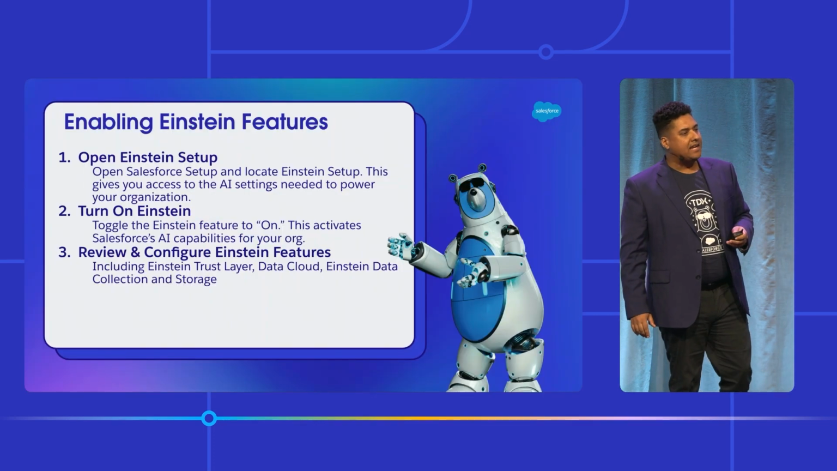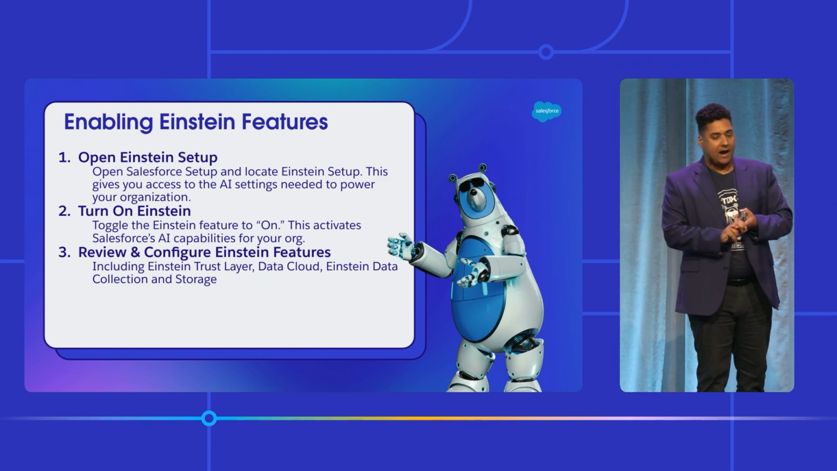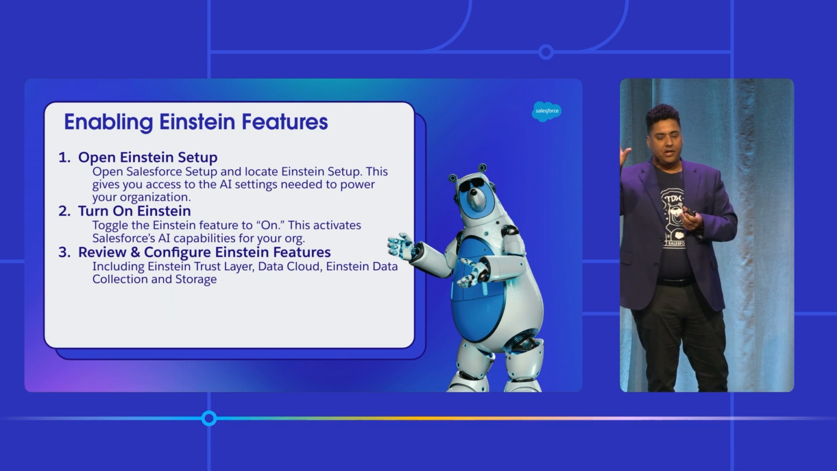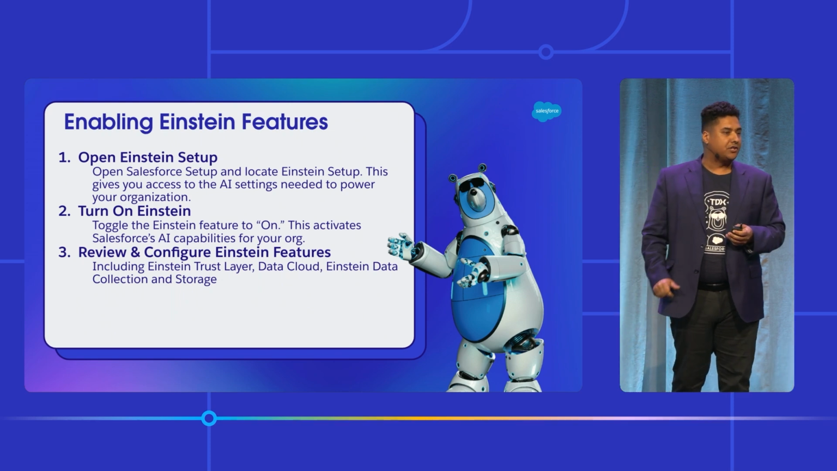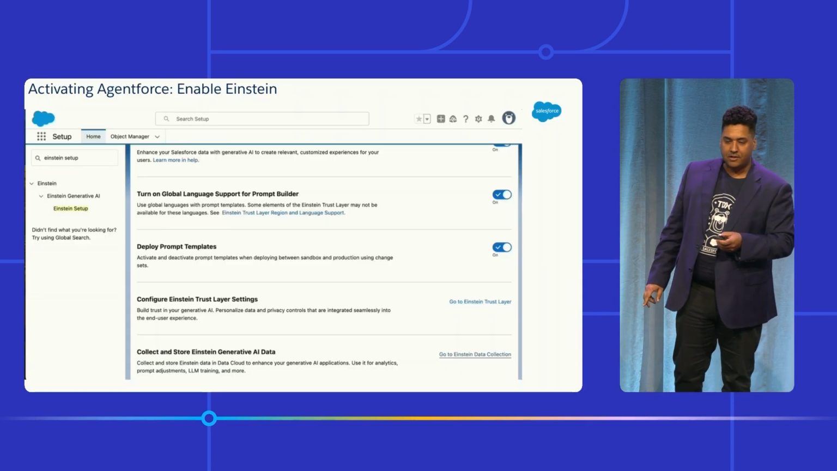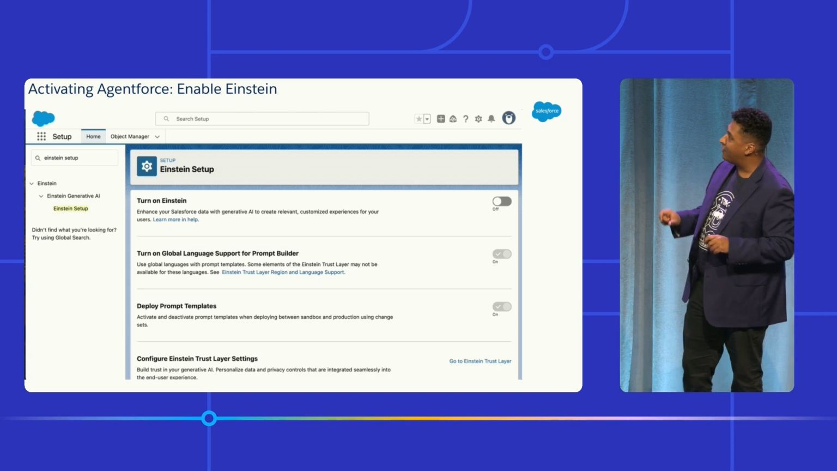To enable the Einstein features, we're going to go to our setup. We're going to go to Einstein Setup, and toggle it on. Then we'll be able to review and configure certain Einstein features such as the Einstein Trust Layer and data configuration. Just because I don't trust conference internet, I've got a GIF here of what that looks like.